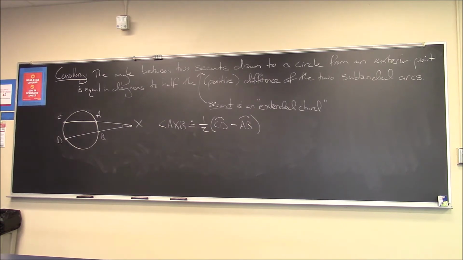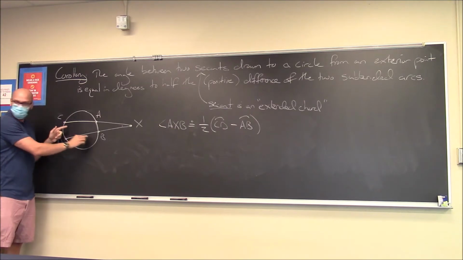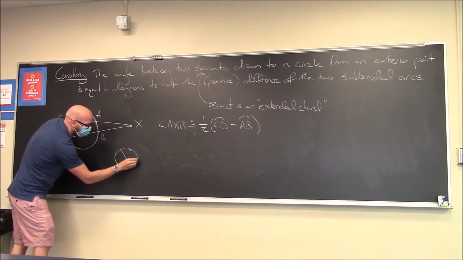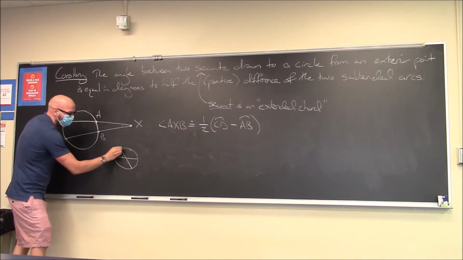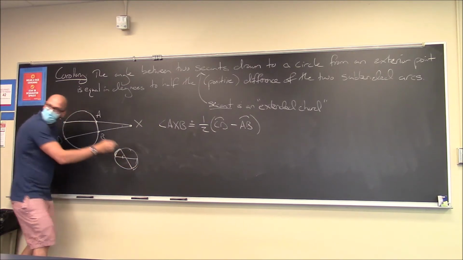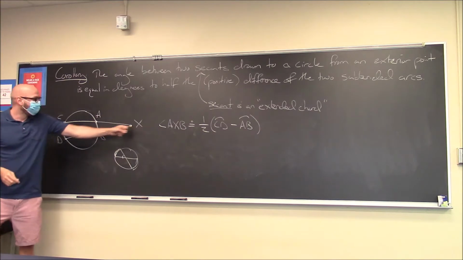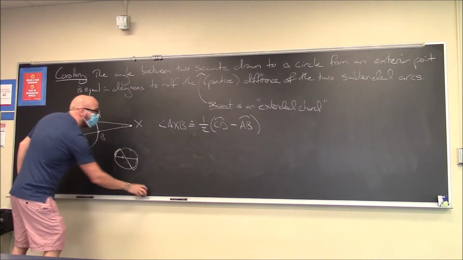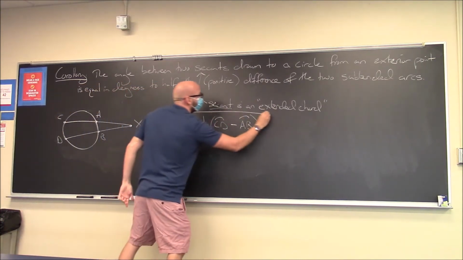What was our corollary from last time? The corollary from last time was if I have two chords that intersect in the interior, the angle between the chords was 1/2 of the sum of the two subtended arcs, right? Well, if they intersect in the exterior, then it's 1/2 of the difference. It's just a generalization of that result. Okay, so here's what it's saying.